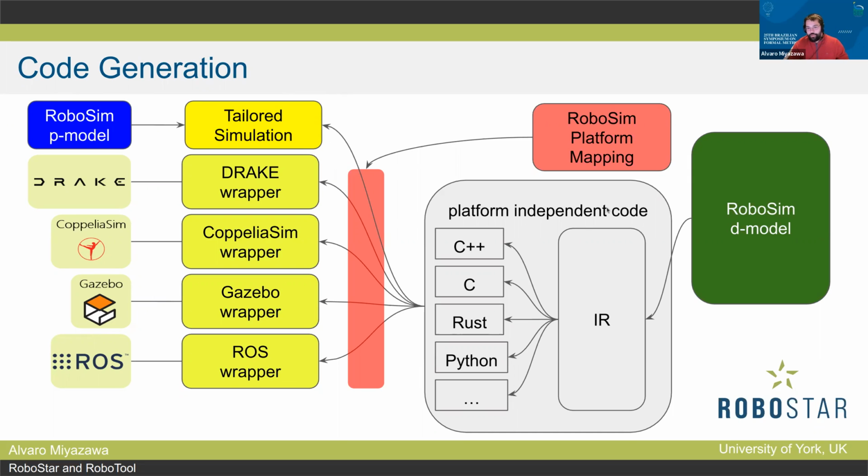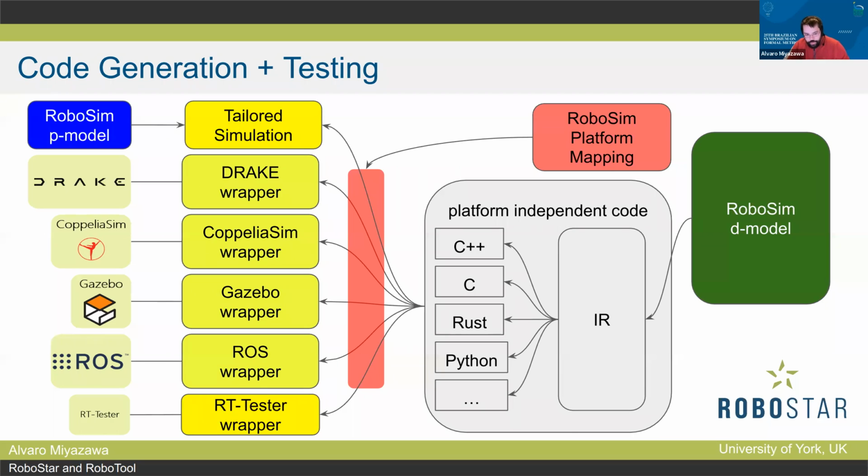We're also looking into extending this to deal with testing. So we're looking into a tool called RT-Tester, produced by a company in Germany called Verified Systems. The idea here would be that we would also produce an RT-Tester wrapper that would allow RT-Tester to run and control the execution of our platform-independent code.